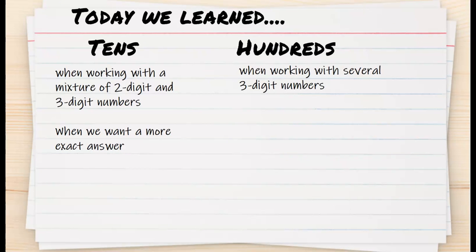Okay. Wrapping up, today we learned if we're trying to decide between rounding to the tens place or to the hundreds place, you might want to round to tens when working with a mixture of 2-digit and 3-digit numbers, or when you want a more exact answer. For hundreds, you would round to hundreds when you're working with several 3-digit numbers. And that's the same for 4-digit numbers as well. If you're rounding several 4-digit numbers, then you probably want to round to the thousands place.